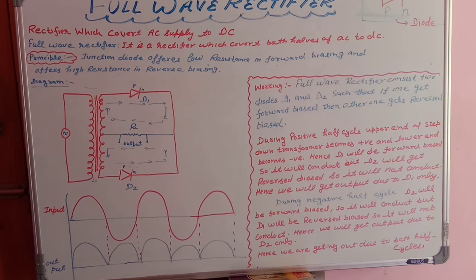Means in the positive half we are getting output due to D1 and in the negative half we are getting output due to D2, and as a whole we are getting output for both half cycles, means we are getting a full rectified cycle. That's why we are calling it a full wave rectifier. Dear students, this is very important, full wave rectifier as well as half wave rectifier.